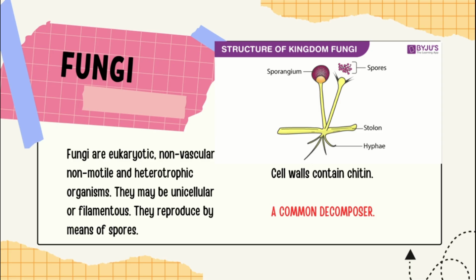Sorry, they're not able to produce their own food. So they are heterotrophs, which means that they cannot produce their own food, right? They depend on a producer, on plants. That means that they eat other organisms.